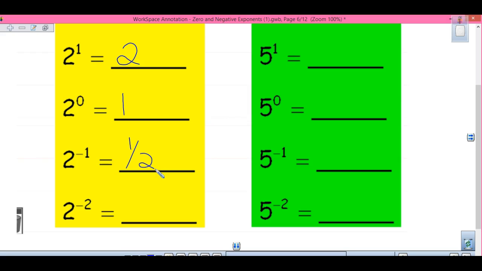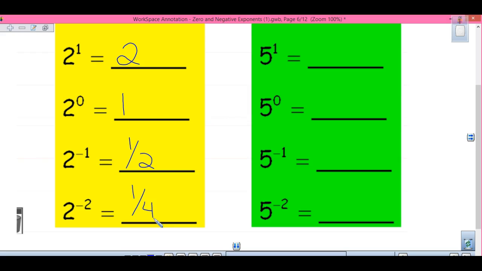Okay, it does not make your number negative. Okay, take 2 to the negative 2. Math, enter. 1/4. Okay, a negative exponent does not make your answer negative. It makes it a fraction. Okay, you need to be very, very careful with that.